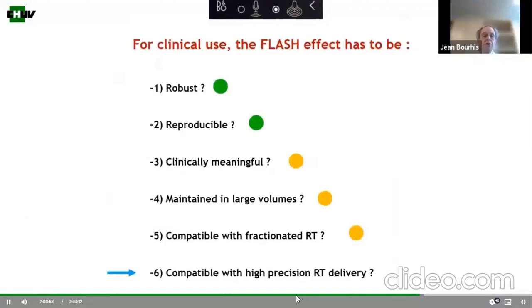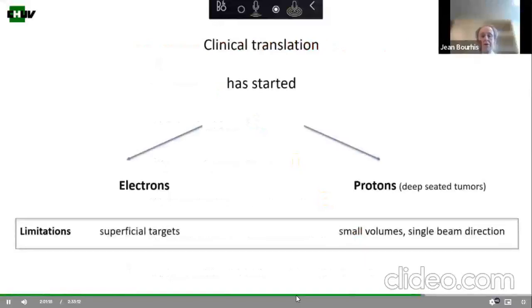And the next question is how compatible all this is with high precision radiation therapy delivery, which we know normally requires a lot of beams. So if we have a lot of beams, we decrease for each beam the dose per fraction. And then we may lose the flash effect. So that's where it's difficult probably to understand how to use flash.